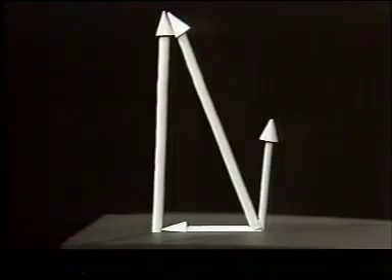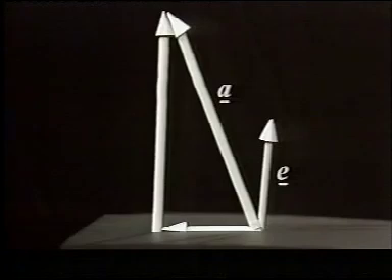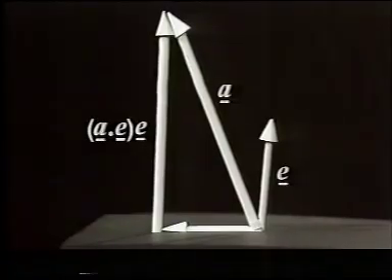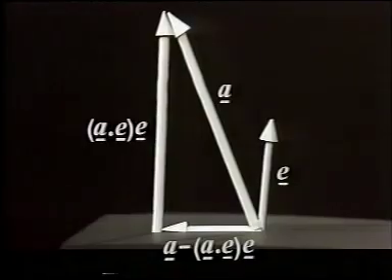Let's call our original vector A. And let's call the normal to the plane E. Then we can work out the projection of A on E. It's A dot E. So this vector is of magnitude A dot E in direction E. That is A dot E times E. Now then, using the triangle addition rule, the projection on the plane is simply this: A minus A dot E times E.